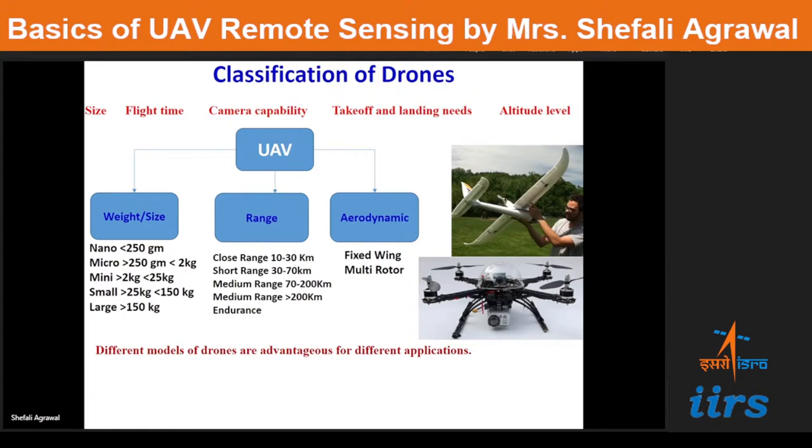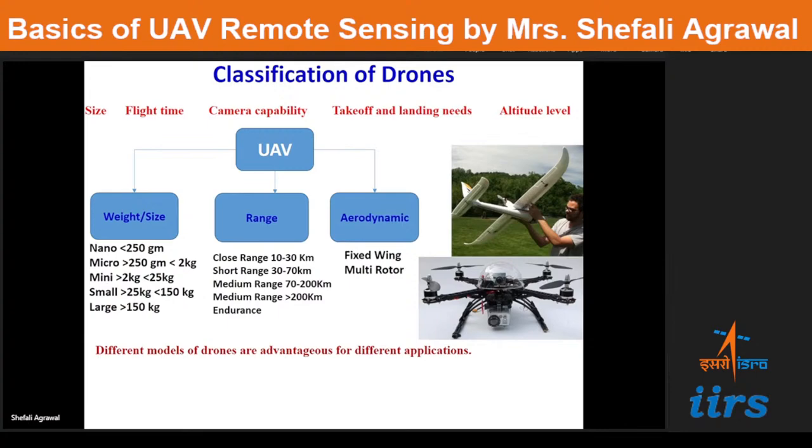Now, as per the Indian regulations, according to the weight and size, the drones are classified into 5 categories: nano, micro, mini, small, and large. Nano is the one which is less than 250 grams. Micro is in the range of 250 grams to less than 2 kgs. Beyond 2 kgs to 25 is mini. Then you have small from 25 to 150 kg, and large is more than 150 kg.